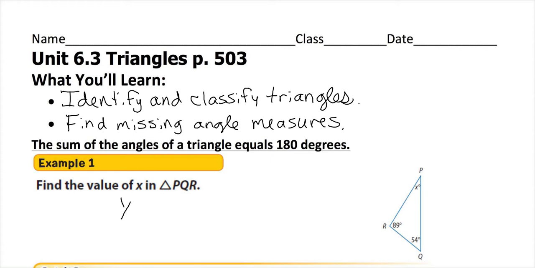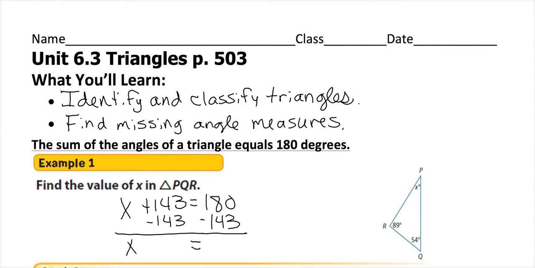All right, so we're going to start with x, and then I'm going to add those two together. So we're going to take 89 and 54, and let's add those together. 89 and 54, so that's going to be 143 degrees. And that's all equal to 180 degrees. All right, so from there we're going to subtract 143. Okay, so 180 minus 143, and looks like we're going to get 37.